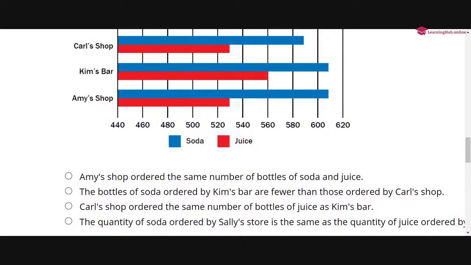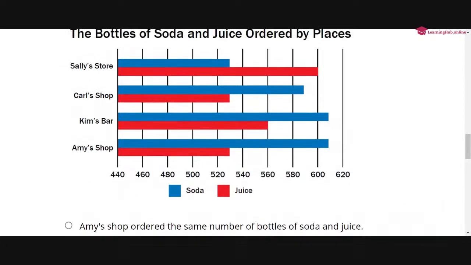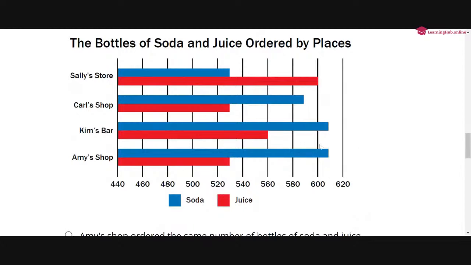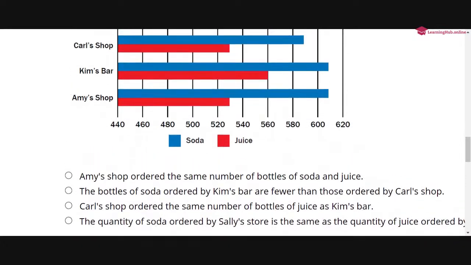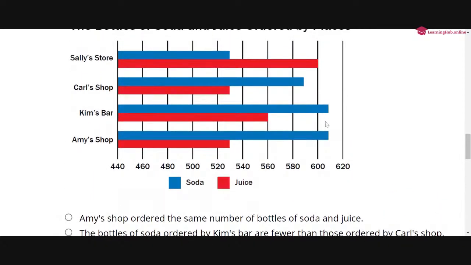The bottles of soda ordered by Kim's Bar are fewer than those ordered by Carl's shop. So look at soda for Kim's Bar. Kim's Bar ordered, the blue line, 610 sodas. And it says that those are fewer than those ordered by Carl's shop. Let's look at Carl's shop, the blue line again, and it's at 590, so that is not true. So Kim's Bar ordered more sodas than Carl's shop, so they're not fewer.